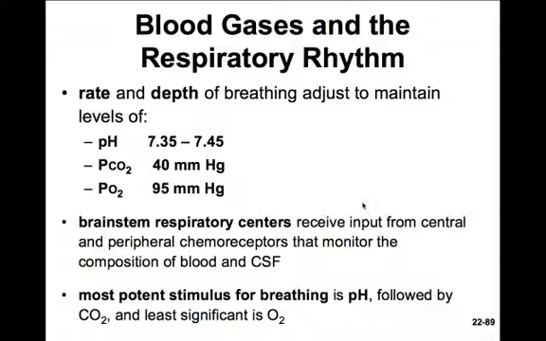The brainstem respiratory centers receive input, as we've learned, from the central and peripheral chemoreceptors. They monitor the composition of the blood and the cerebrospinal fluid constantly. The most potent stimulus is pH, then CO2, and then less significant is the stimulus of O2.